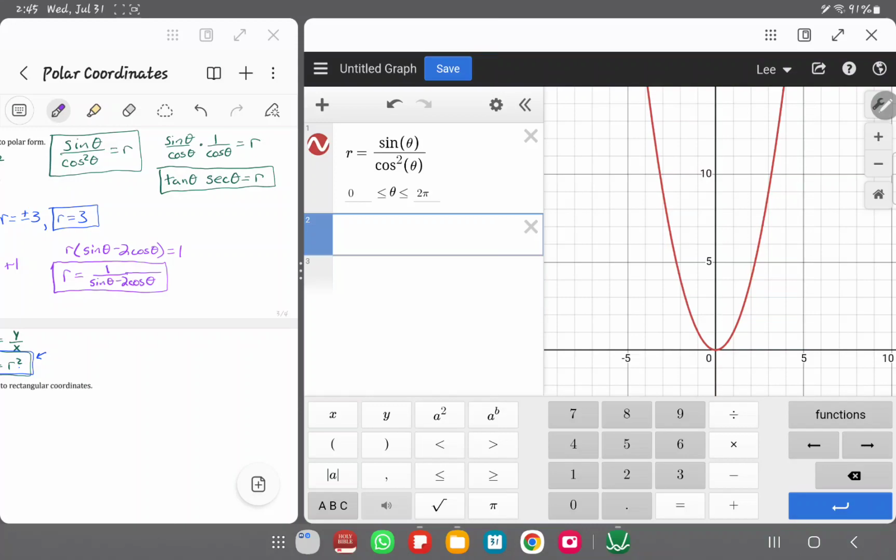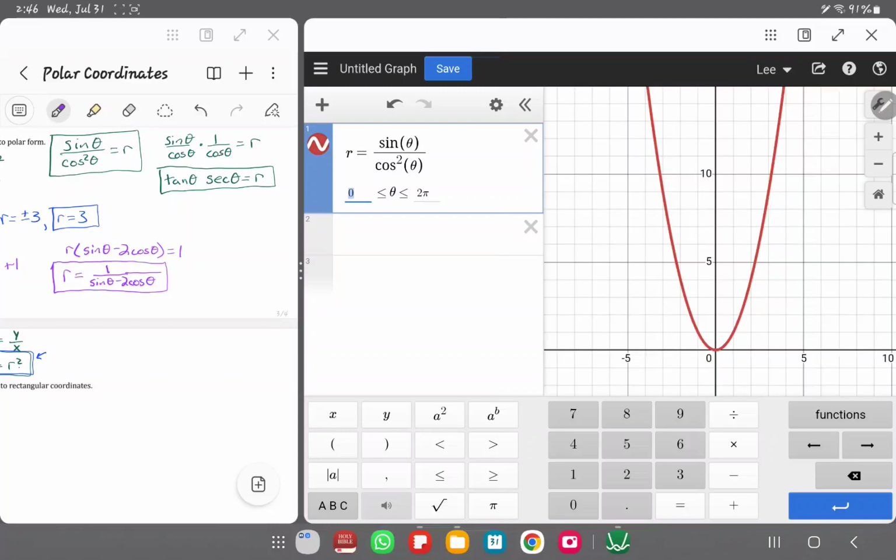All right, so here I have Desmos pulled up and I already put this first equation in. So we have r is sine theta over cosine squared theta. You'll notice down here it has this range, where you can change the domain for theta. Right now I have 0 to 2 pi. That's going to be what you want for most things, although we'll talk about that more when we talk about polar graphs in the next section. But usually if you're not sure, 0 to 2 pi is good.